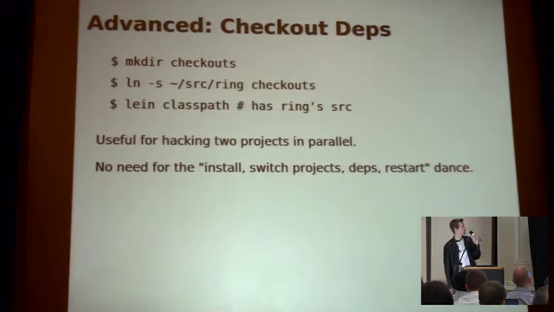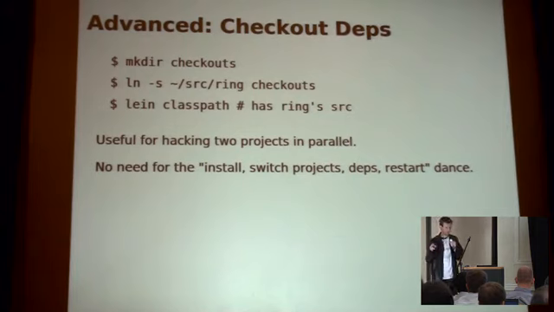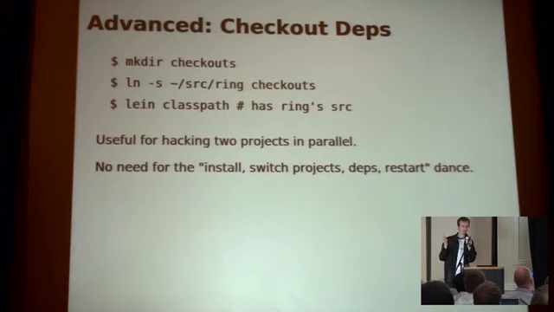So another cool thing, check out dependencies. This is great for when you're hacking two projects in parallel. Maybe you've got a project that depends on Ring and you want to add a feature to Ring. Normally you would have to say, okay, I've added this function into Ring, I'm going to go into Ring's project and do a lein install. And I'm going to go back to my project, do lein deps, and restart my swank server. And then the new function's going to be there. Oh, I got it slightly wrong. I'm going to have to go back and do that all again.